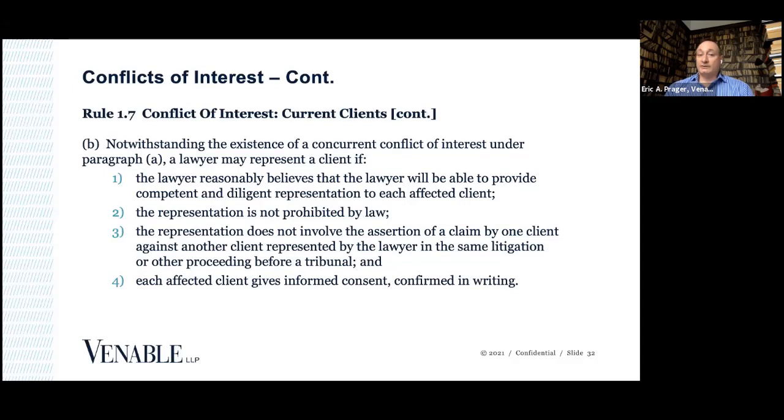B, notwithstanding the existence of a concurrent conflict, a lawyer can still represent the client if, and then there are 4 requirements to meet. Now, if you work at a firm and have conflict waiver letters, or if you're in-house and receive conflict waiver letters, these 4 subparts are commonly part of the text in those waiver letters.